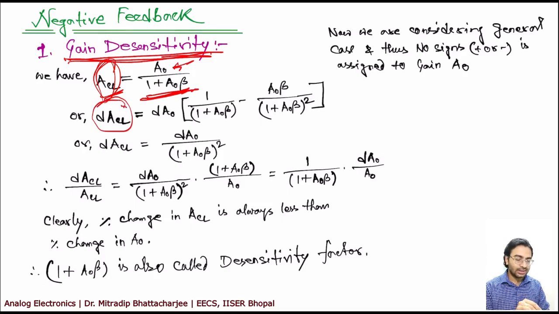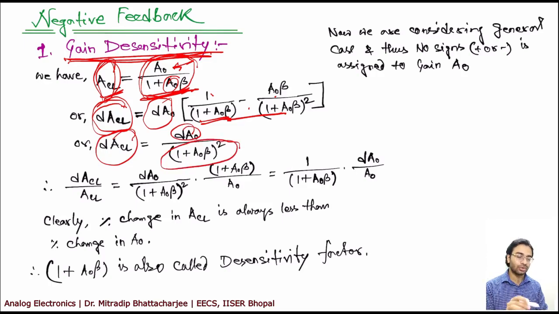Okay, your dACL will be dA0, and then if you do the derivative of this term, this is 1 by 1 plus A0 beta, then minus, again you have A0 at the bottom, so it will be A0 beta divided by (1 plus A0 beta) whole square. So ultimately, if you do the algebra, you will find dACL is equal to dA0 divided by (1 plus A0 beta) square.